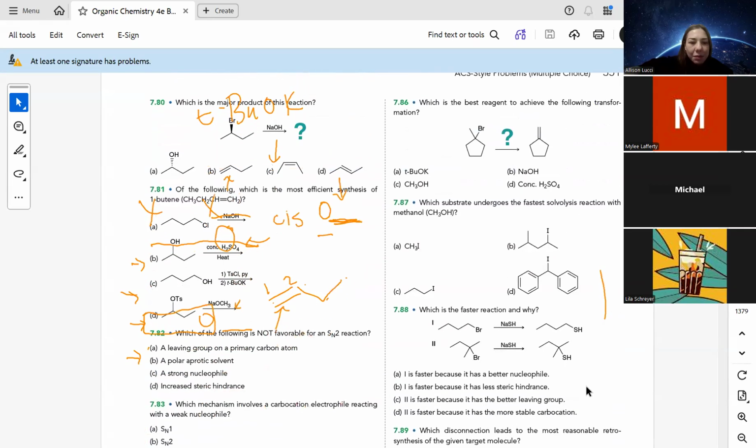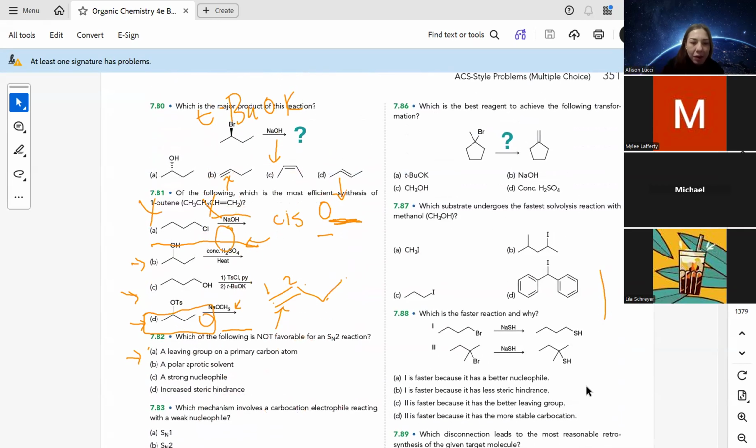It will take me too long to erase all this, so I'll just peer through number 82 here. Sometimes we're asked about what is not favorable, or some questions about conditions of reactions. So what's not favorable for an SN2 reaction?